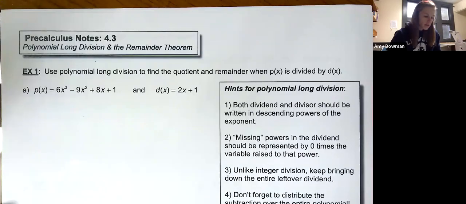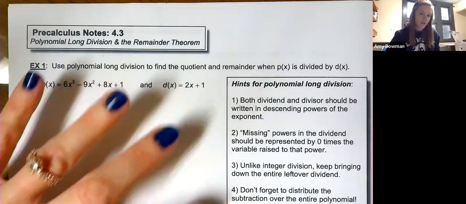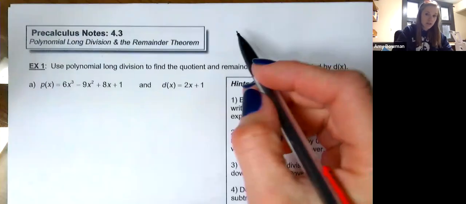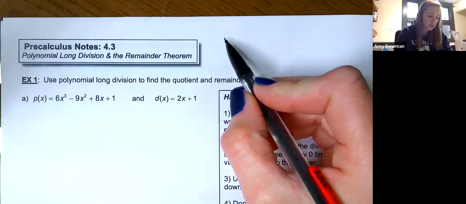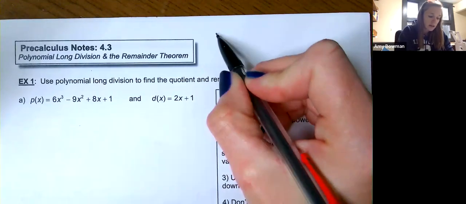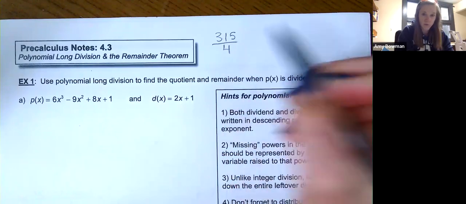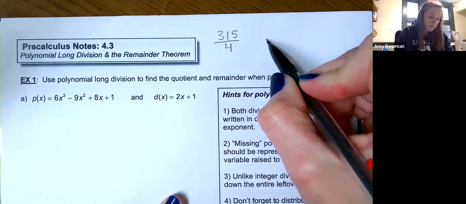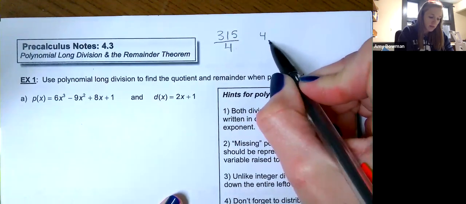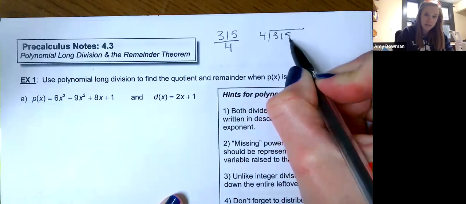Okay, hey guys, so like I promised, we're going to be doing some long division again in this section, but with polynomials, not integers. So just a reminder from the lesson we recently did with long division. If I'm dividing something like 315 divided by 4, just for example, if we're thinking of that with long division, my divisor goes on the outside of this division bar, 315 goes on the inside, my dividend.